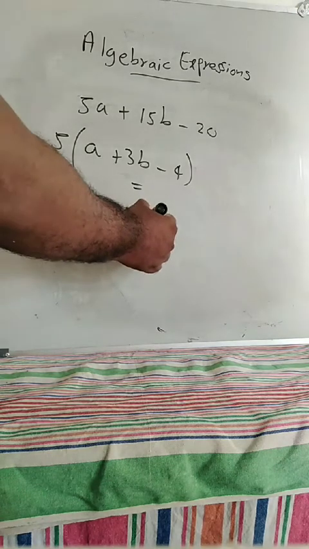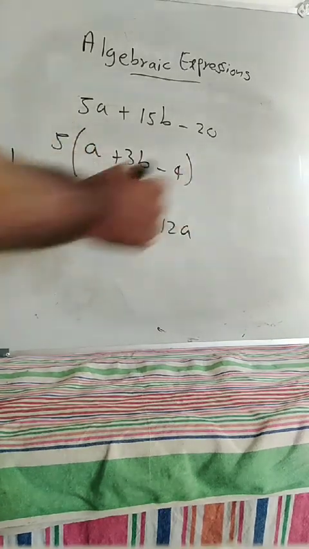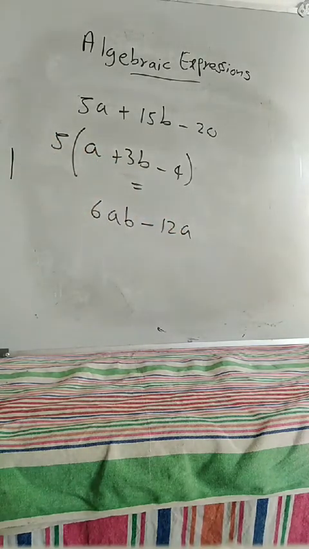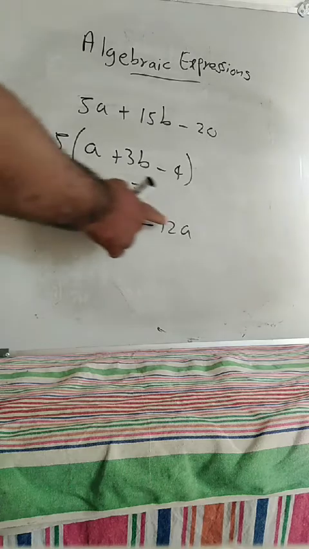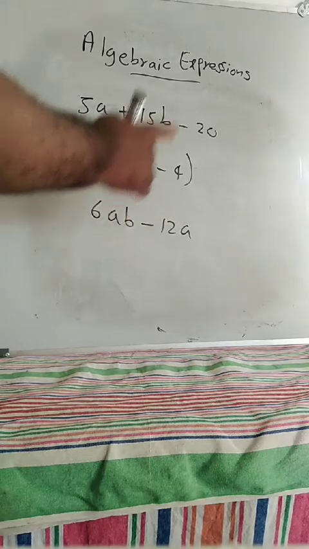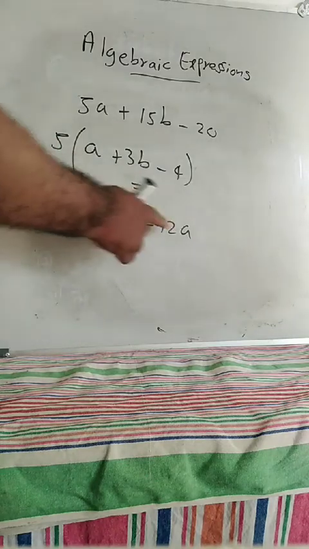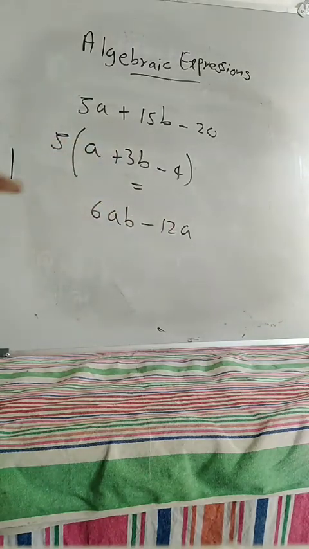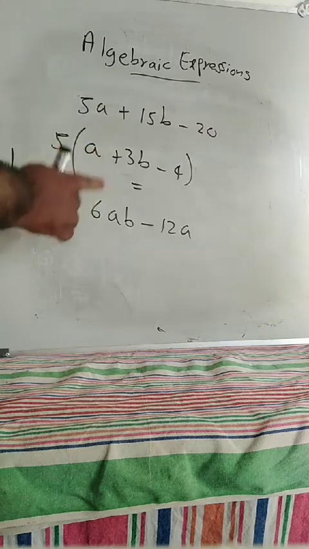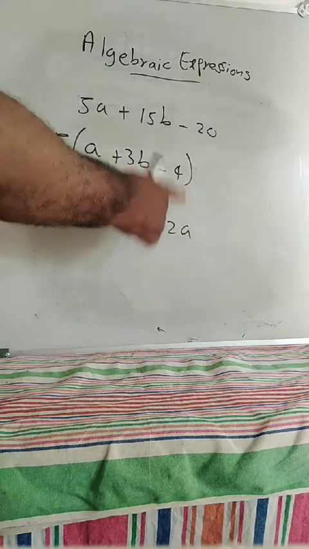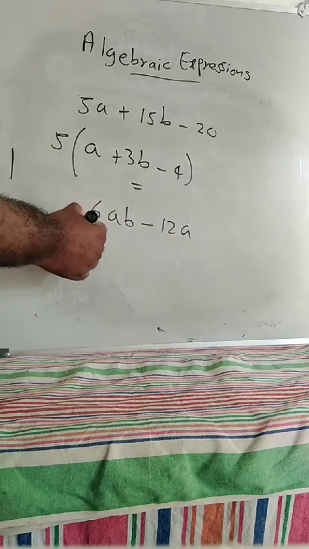6ab minus 12a. Look, there are 2 terms here, 6ab and 12a. What is the common factor of 6 and 12? Yes, multiples of 6. But what about 2? Both are divisible by 2. And also both are divisible by 3. But you should take the highest value. The highest one is 6, both are divisible by 6. Then the common term is 6.